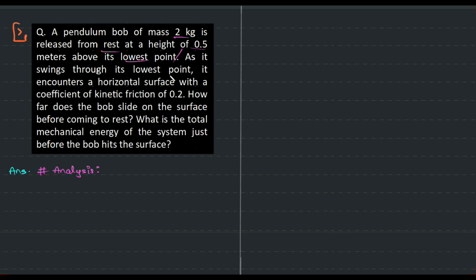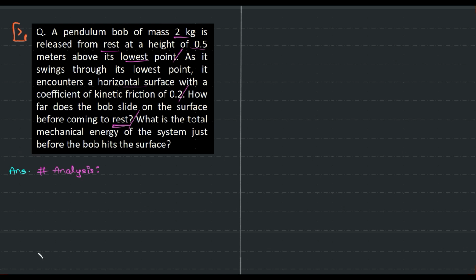As it swings through the lowest point, it encounters a horizontal surface with the coefficient of kinetic friction as 0.2. How far does the bob slide on the surface before it comes to rest? What is the total mechanical energy of the system just before the bob hits the surface?